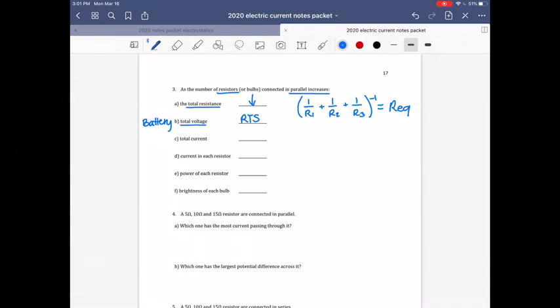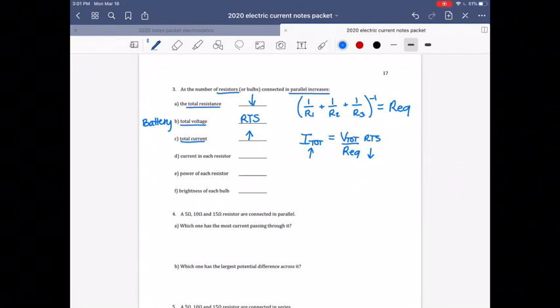Okay, but current, we do have to think about that. Total current is what's supplied at the battery. So if you think about our current equation, which would be total current equals the total voltage coming out of the battery divided by the total resistance, which is REQ. This remained the same, the total voltage. REQ actually decreased. So if we are thinking about current, the numerator remains the same, the denominator gets smaller. Our total current provided to the circuit actually increases as we add more resistors in parallel.